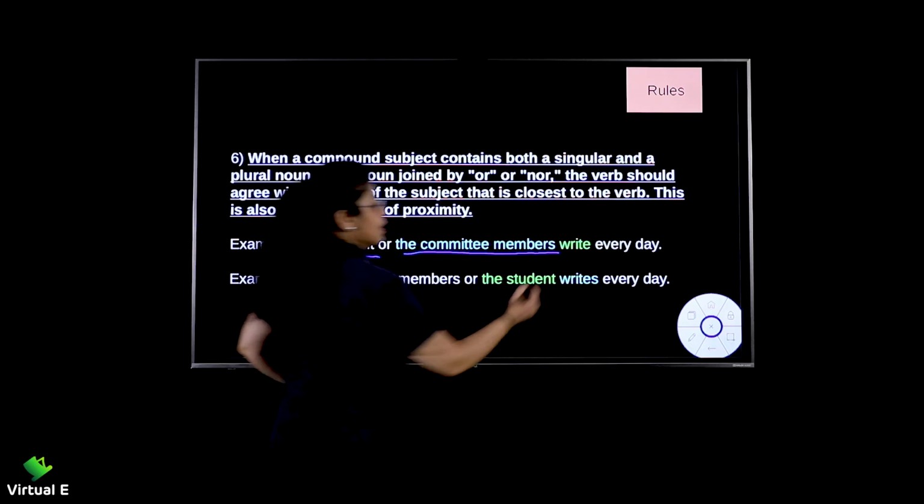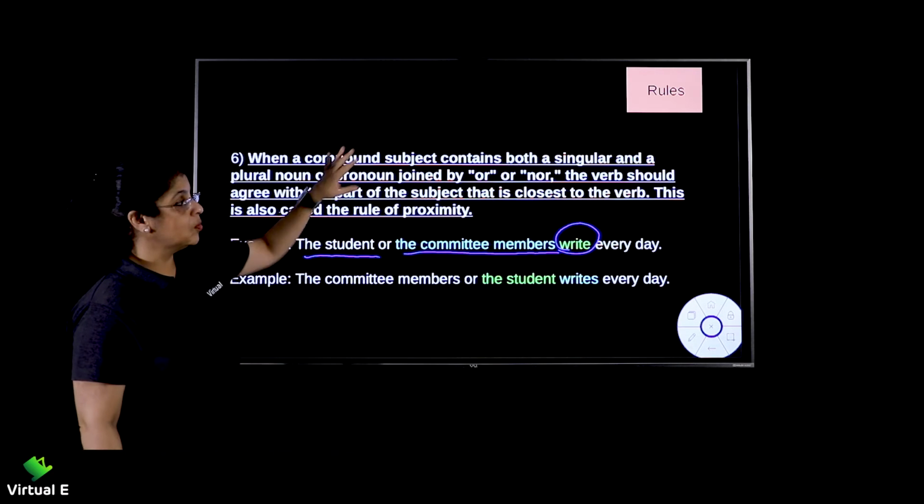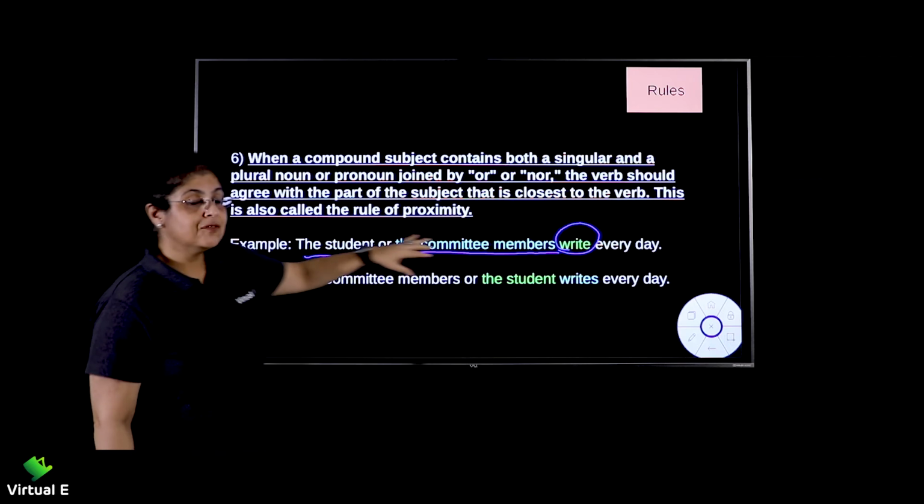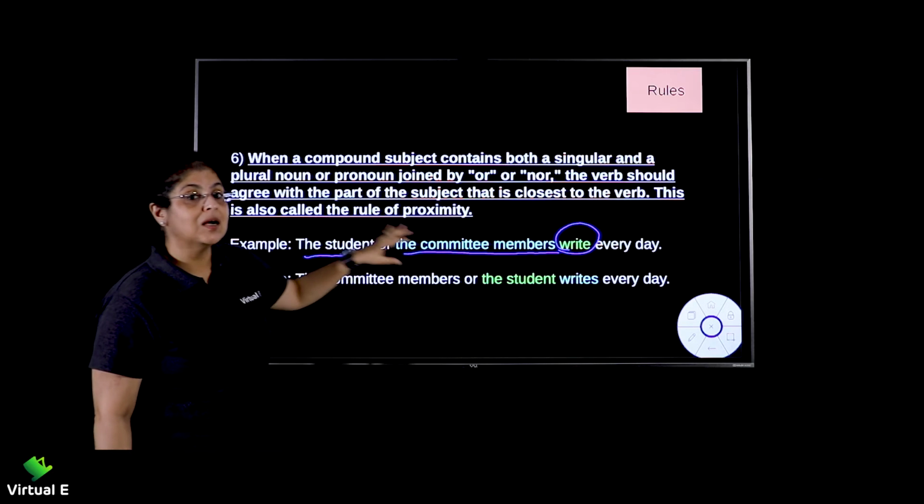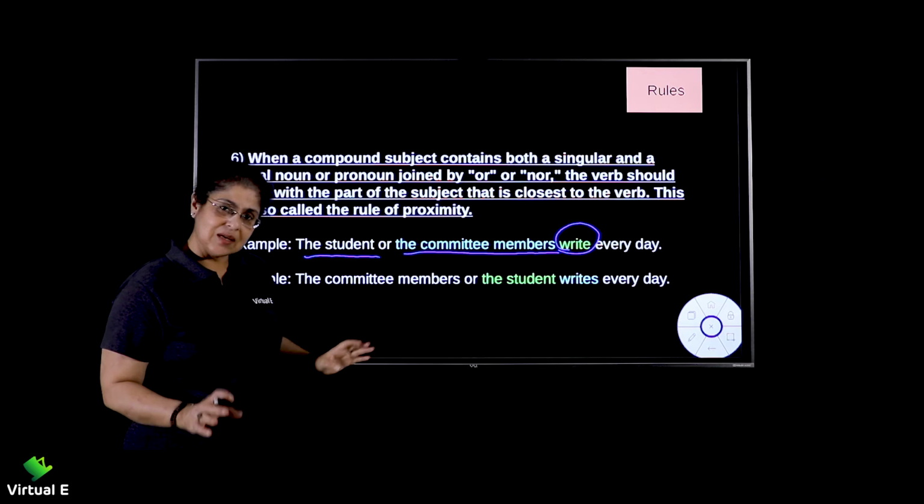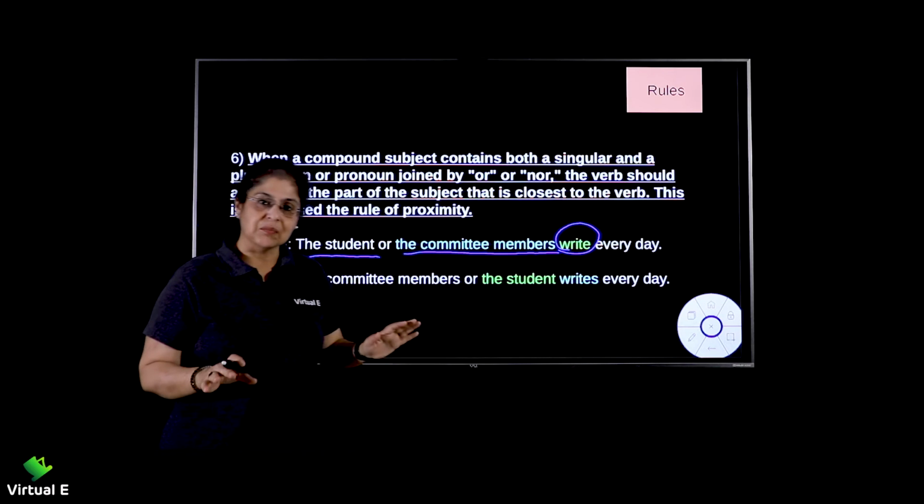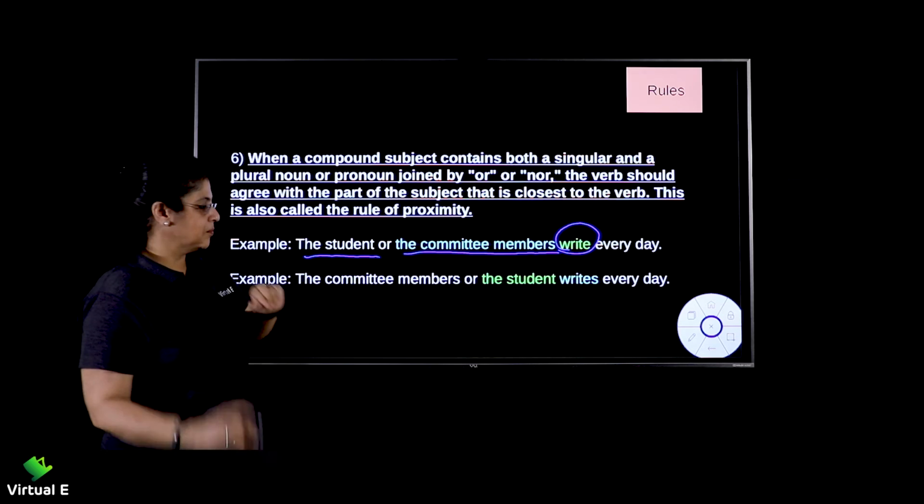Which is our verb? Our verb is write. Okay. Now, what is the rule telling you? You have two nouns. You have a compound subject. What is a compound subject? When you have two nouns, that's a compound subject. See, the terminology may be really big, but it's all very simple. Just understand it. That's important.